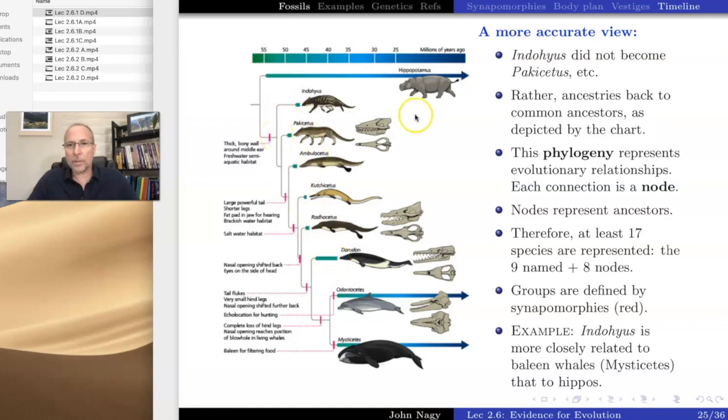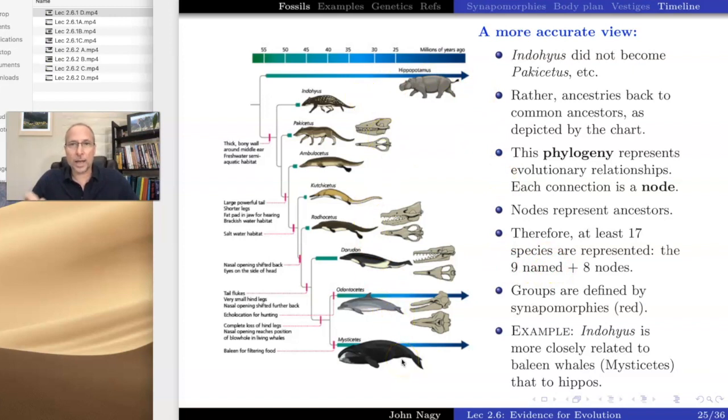Now the point is, how many species are on this chart? In this particular cladogram, or what we also call the phylogeny, there's what we call the terminal species. There's 1, 2, 3 that are currently extant, currently alive, plus another 1, 2, 3, 4, 5, 6 that are extinct. So we have 3 plus 6. That gives us a total of 9 named organisms on the chart.